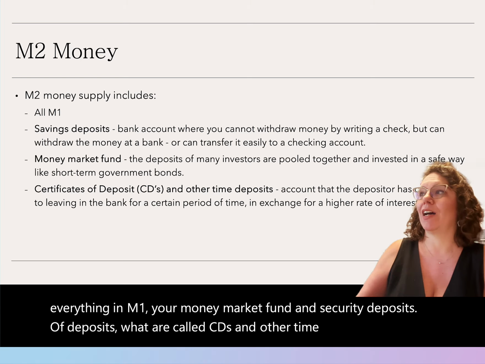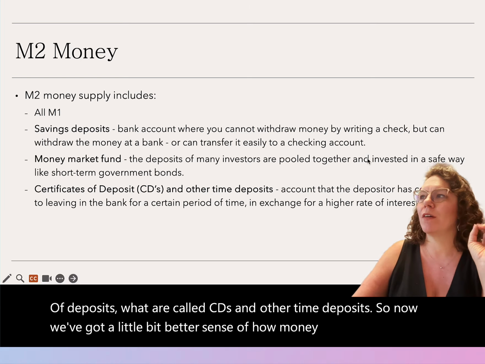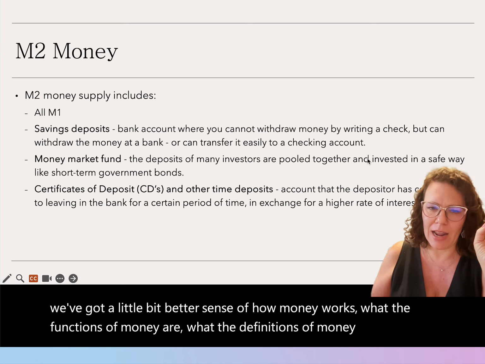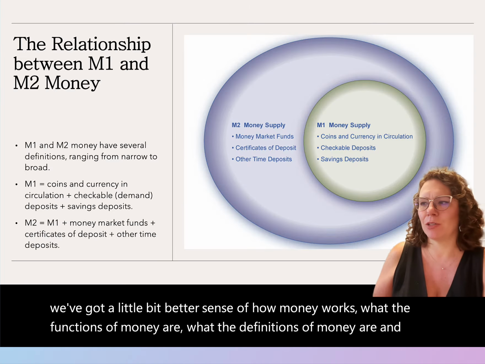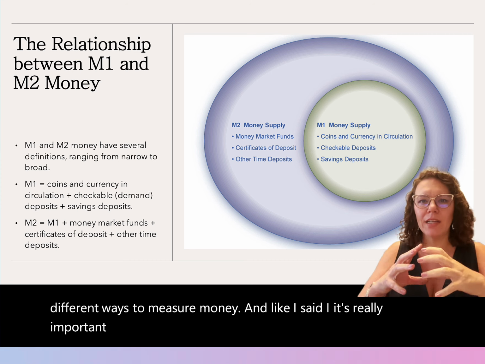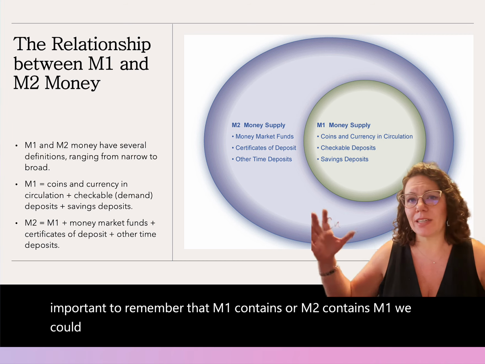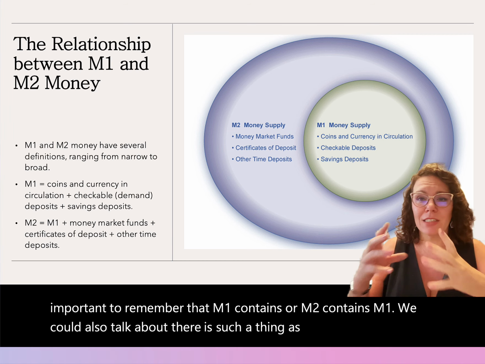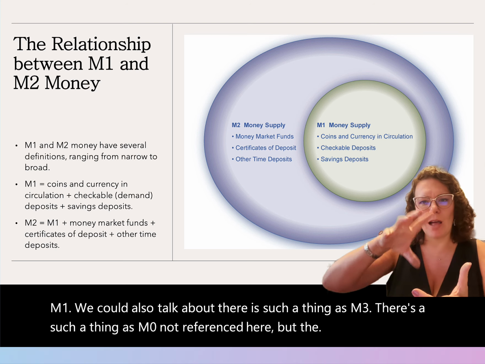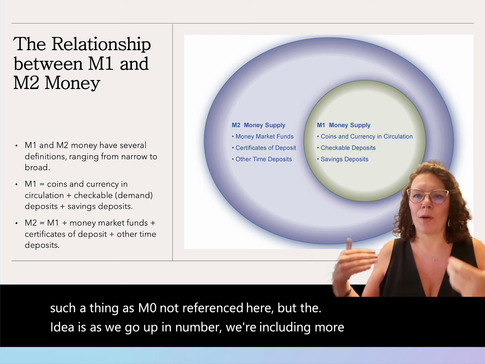So now we've got a little bit better sense of how money works, what the functions of money are, what the definitions of money are, and different ways to measure money. And like I said, it's really important to remember that M2 contains M1. We could also talk about there is such a thing as M3. There's such a thing as M0, not referenced here, but the idea is as we go up in number, we're including more things in our money supply.